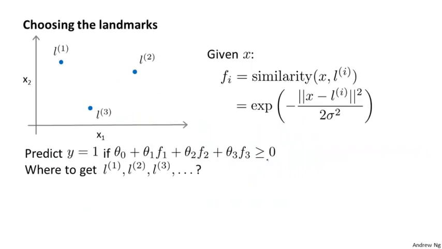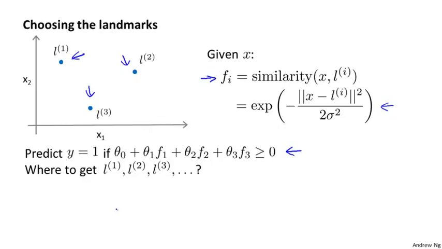In the last video, I talked about the process of picking a few landmarks, L1, L2, L3, that allowed us to define the similarity function, also called a kernel. In this example, this particular similarity function is a Gaussian kernel, and that allowed us to build this form of a hypothesis function. But where do we get these landmarks from? Where do we get L1, L2, L3 from? And it seems also that for complex learning problems, maybe we want a lot more landmarks than just three of them that we might choose by hand.